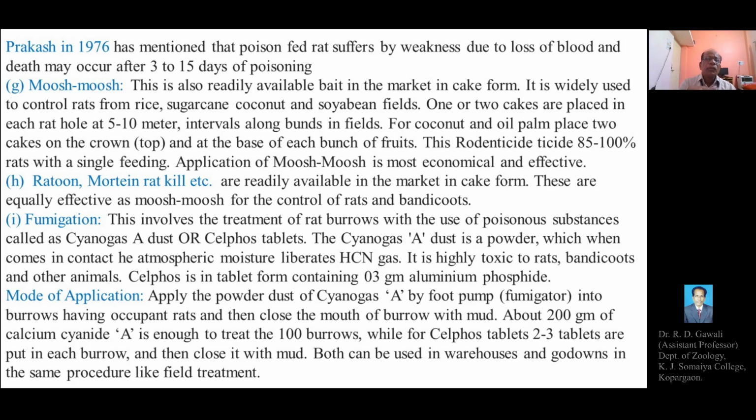So, for the control of the rats, we can employ the hunting method or the use of traps, the use of different types of chemicals in the form of poison baits, and we can also use the suitable fumigant in the rat burrows for the control of the rats.